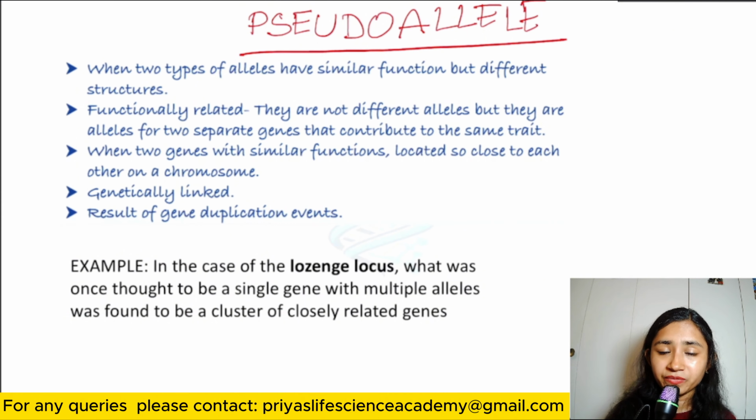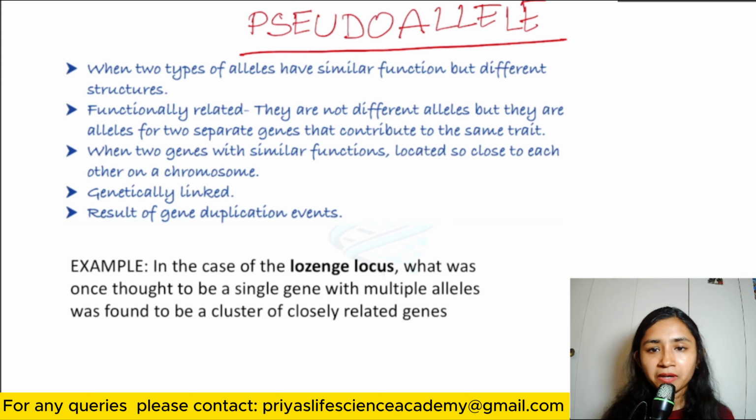Today we will touch one very important part, that is the types of alleles. Okay, the first one is the pseudoallele. By the name you can understand what pseudoallele can be. They behave as if they are alleles, but actually they are different genes. They are not the alleles of a same gene.